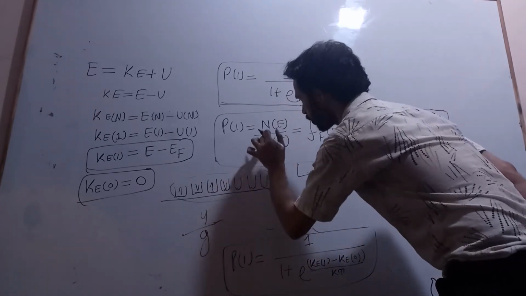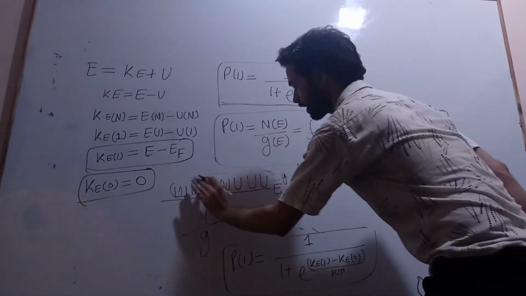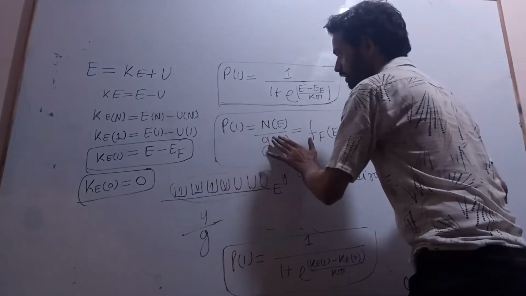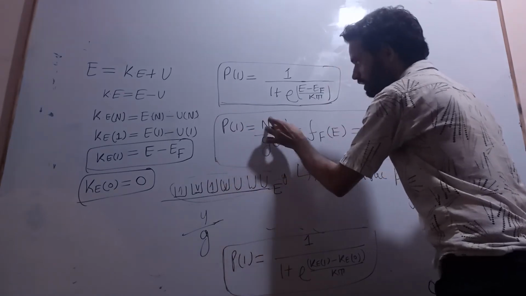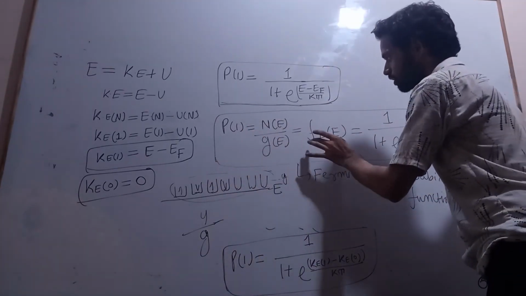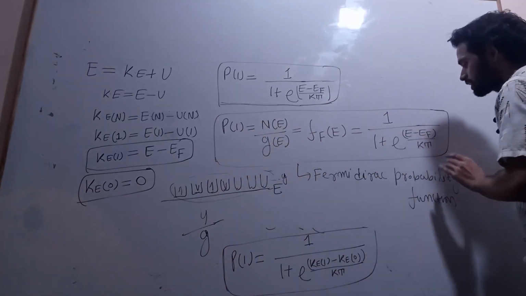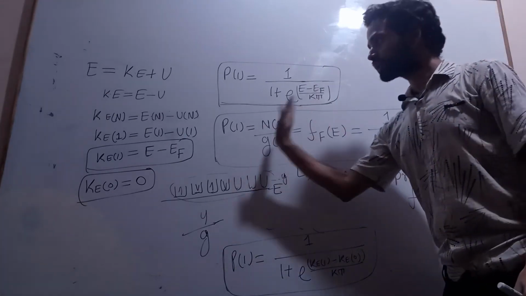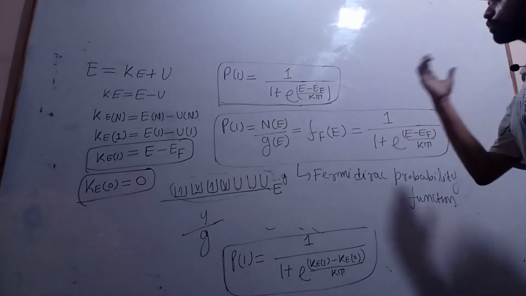Both are functions of energy. So P of 1 is equal to N of E by G of E, which is equal to F of E, which is equal to 1 by 1 plus e to the power (E minus EF) by KT. Therefore, from here what can we say?